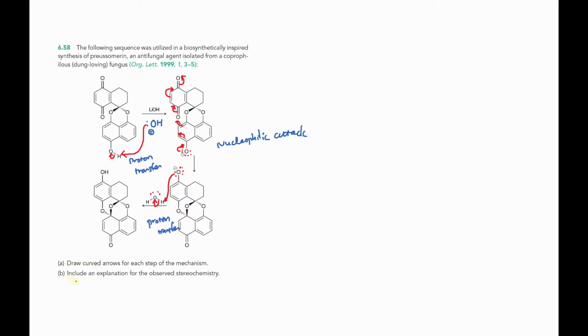Now to answer part B, it said to include an explanation for the observed stereochemistry. The first carbon you saw that bears the stereochemistry is not changed throughout the reaction. However, you're going to notice that we formed a stereocenter on this specific carbon over here, if you see the bottom. So we have the wedge that pops up, and then we have a dash that creates it.